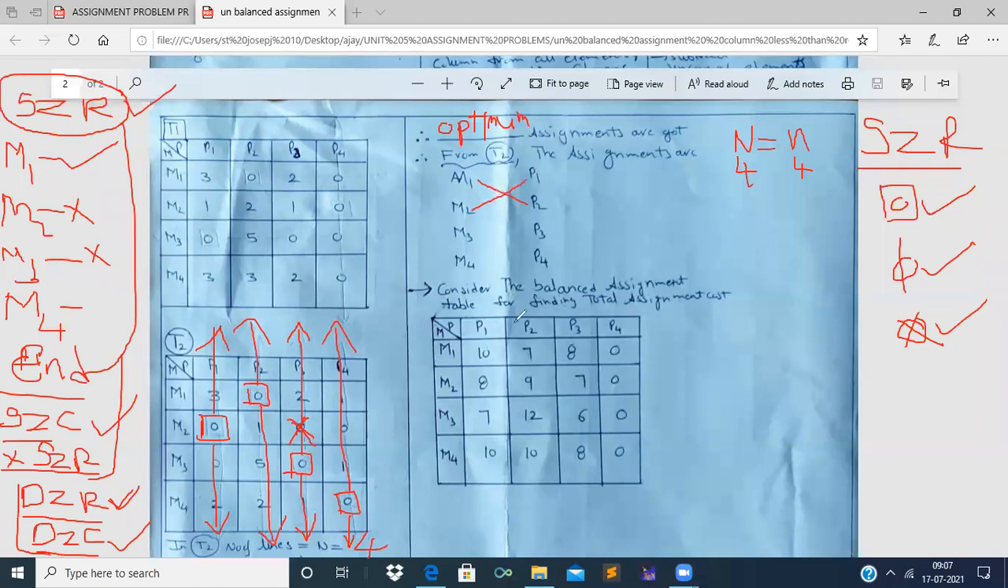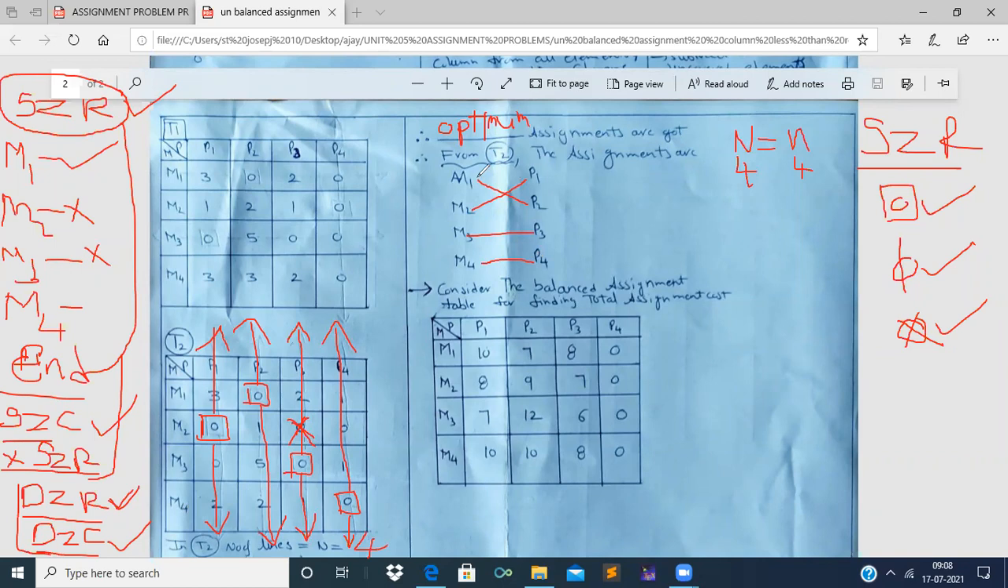Next, M3 is assigned to person P3. Why? Because the 0 in a box is coinciding with M3 and P3. Therefore, M3 should be assigned to person P3. And what about M4? M4 should be assigned to person P4, right?